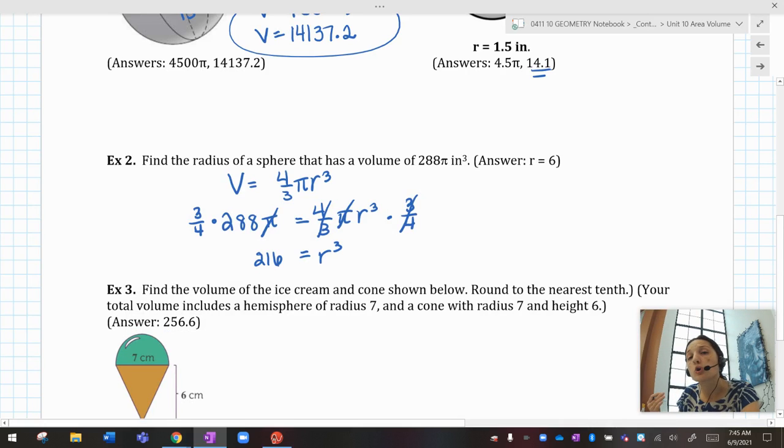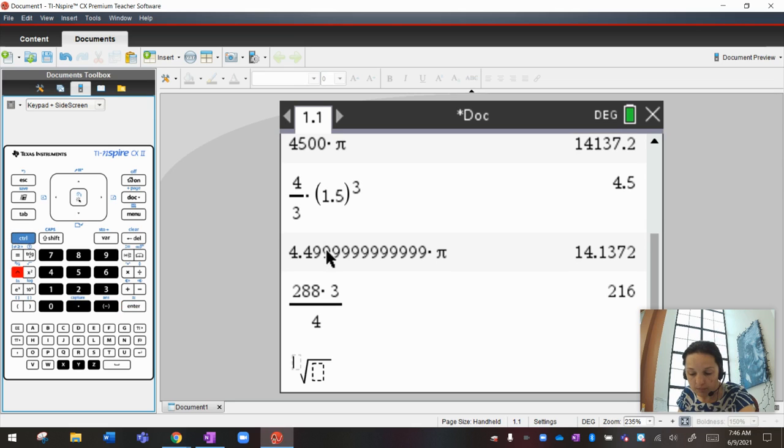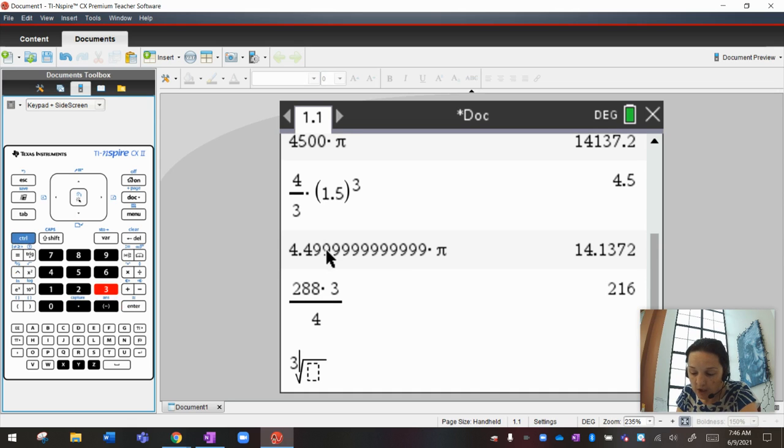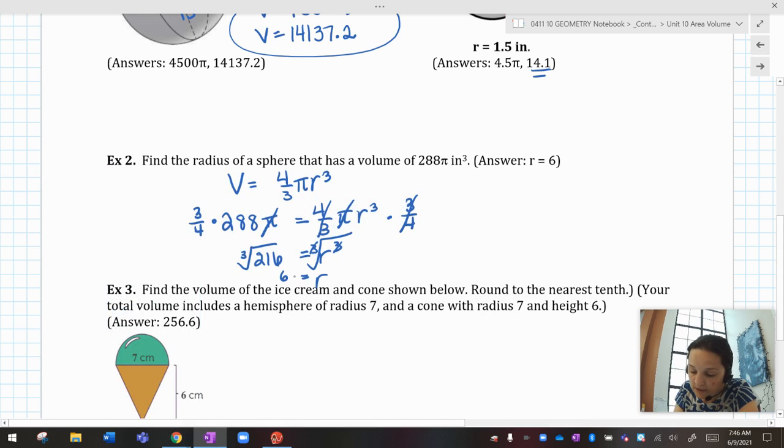And then, since this is r cubed, to undo cubed, I have to take the cube root of both sides. And so then this is going to be, how do I get the cube root? Well, if you look carefully at your calculator, if you hit Control and then the caret button, it makes the square root symbol where you can change the index. So I want the cube root of 216, and that answer is 6.